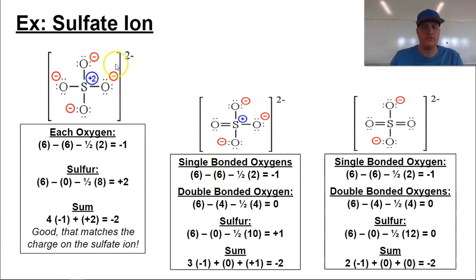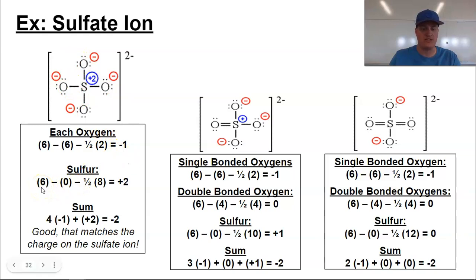So let's take a look at this first example here. Everything's single bonded, right? This is a possible resonance structure. And so let's count through what we have. We have the number of valence electrons oxygens come with, 6, minus the number of lone pairs. You can count 2, 4, 6, minus half of the bonded electrons. Each have 2. So that means oxygen's formal charge, each of them, because they're all the same, is -1.